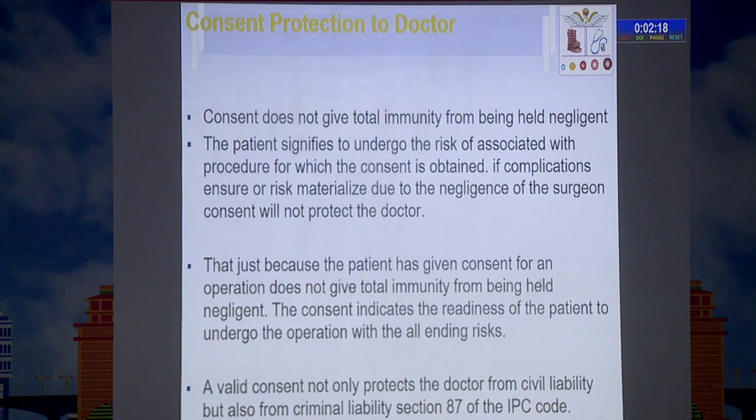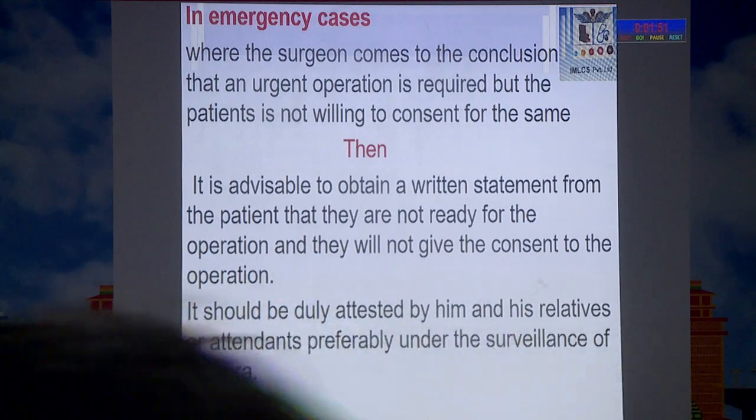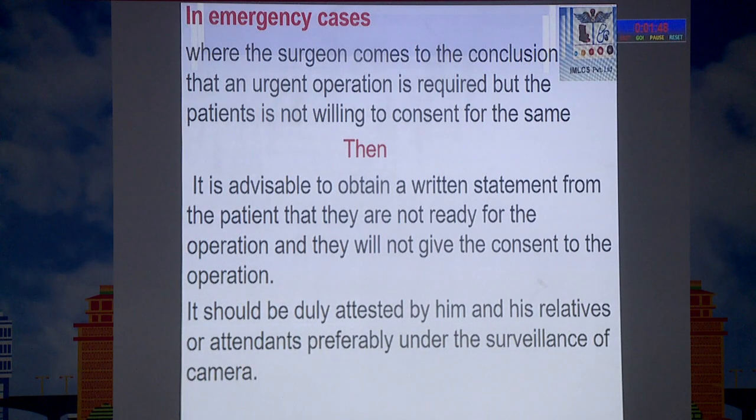A valid consent not only protects the doctor from civil liability but also criminal liability, section 87 of the IPC. So in emergency cases, when the surgeon comes to the conclusion that an urgent operation is required, but the patient is not willing to consent for the same, then it is advisable to obtain a written statement from the patient that they are not ready for the operation and they will not give the consent to the operation. It should be duly attested by him and his relatives or attendants, preferably under the surveillance of the camera, because this is very important.